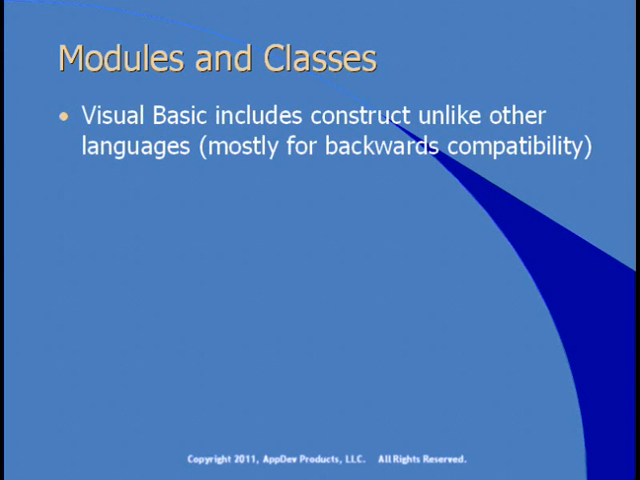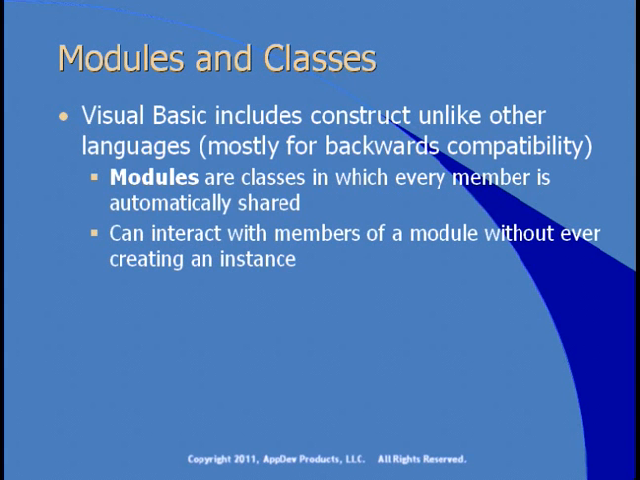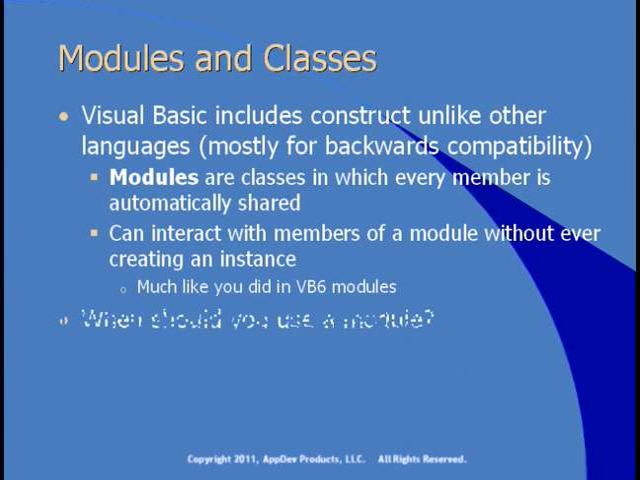Visual Basic includes one construct that's unlike any other language, and it's here mostly for backwards compatibility. That is modules. Modules are classes in which every member is treated as if it was automatically shared. You can interact with members of a module without ever creating an instance of that module. That's how VB6 worked. In VB6, you drop code into a module, you could call it from anywhere.